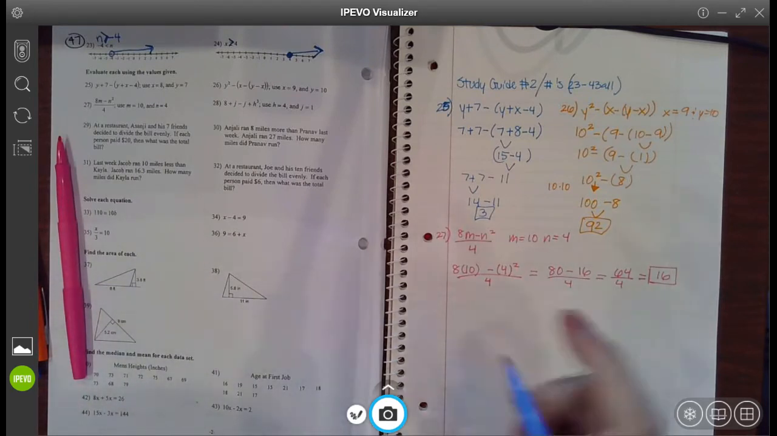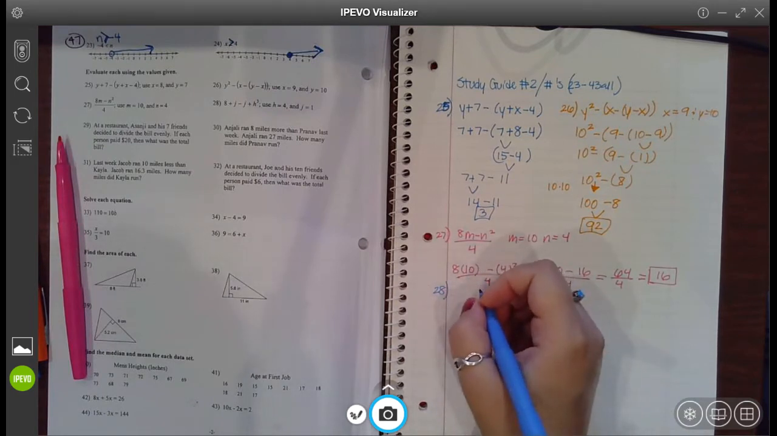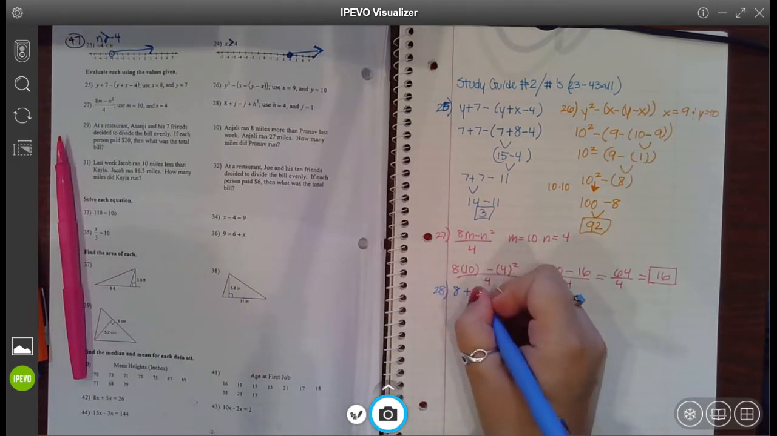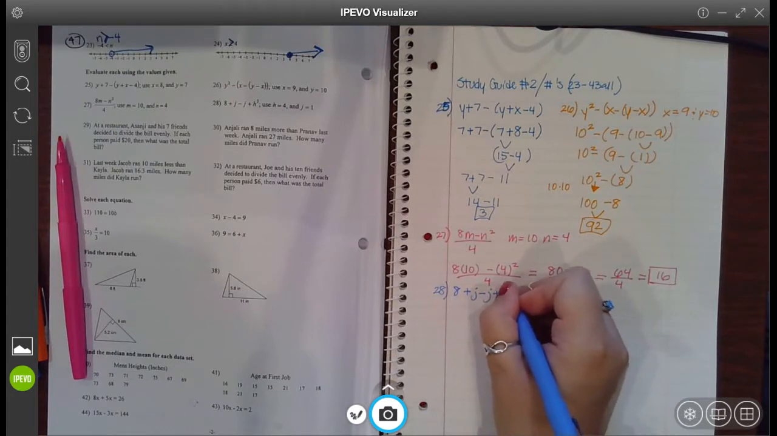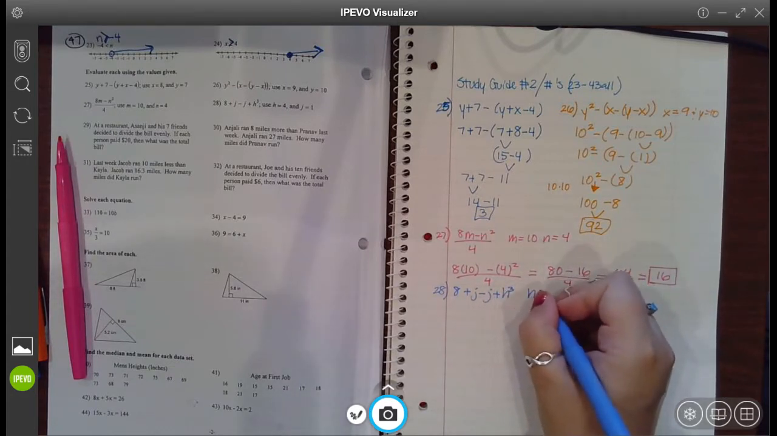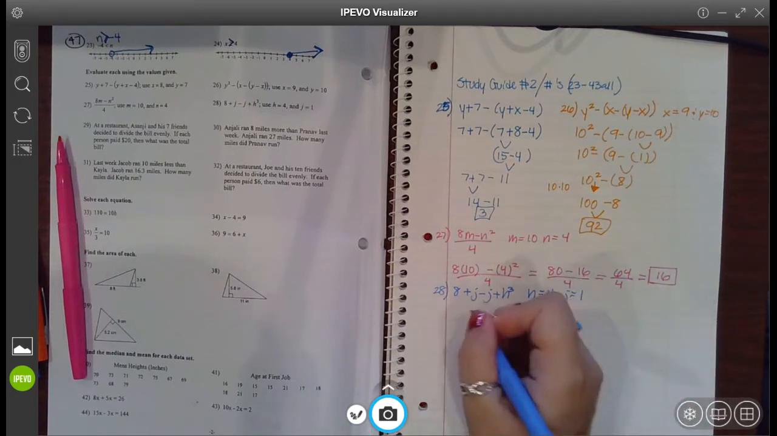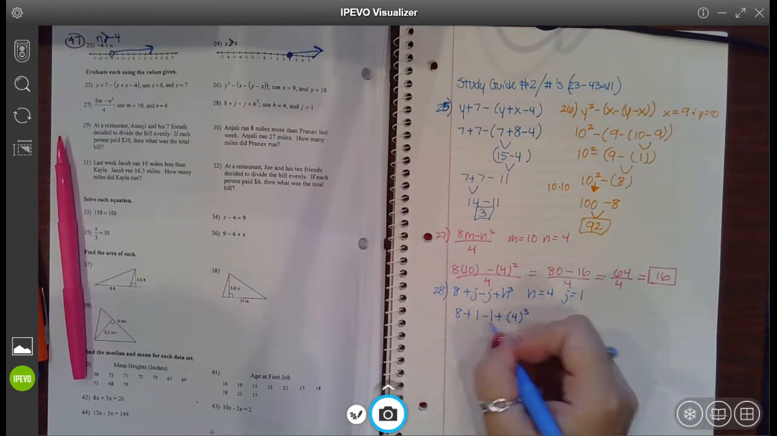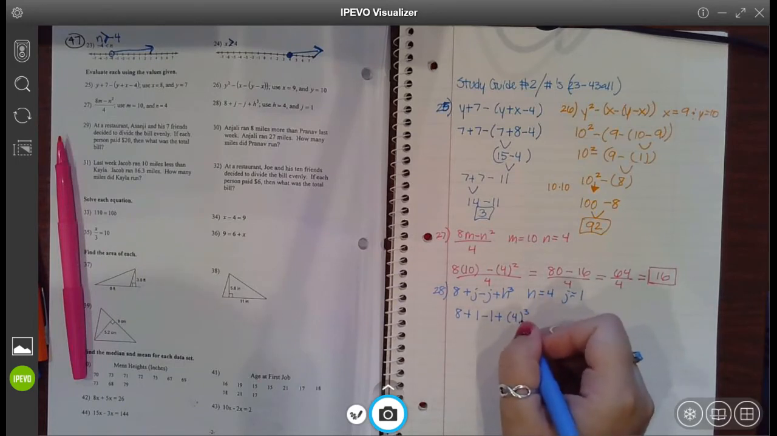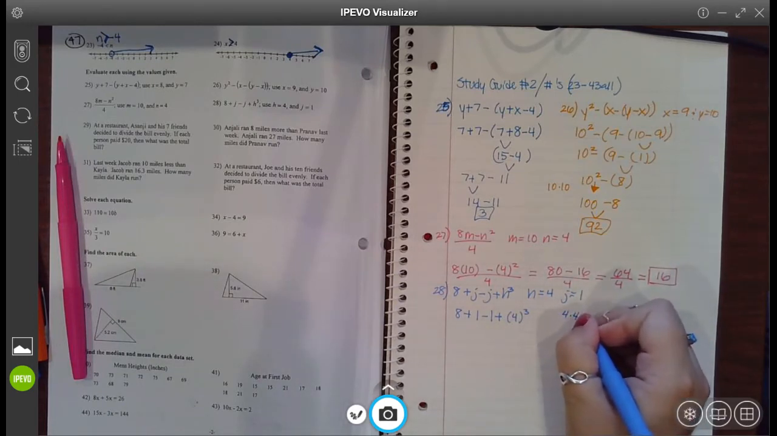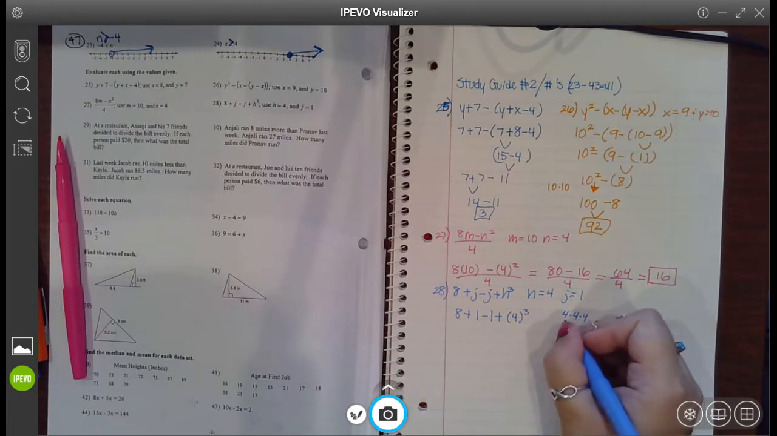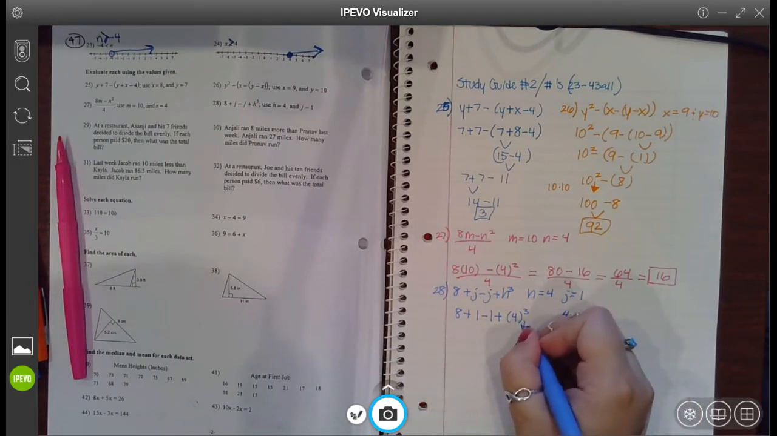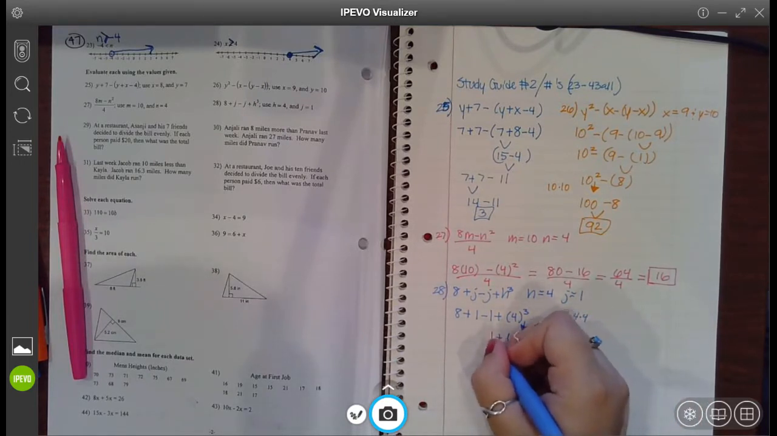Okay, number 28 says 8 plus j minus j plus h cubed, or to the third power, while h is 4 and j is 1. So 8 plus j is 1 minus 1 plus h is 4. Okay, so there's no parentheses, but I do have exponents. That means 4 times 4 times 4. 4 times itself 3 times. Well, 4 times 4 is 16, and 16 times 4 is 64. So that 4 cubed is 64.